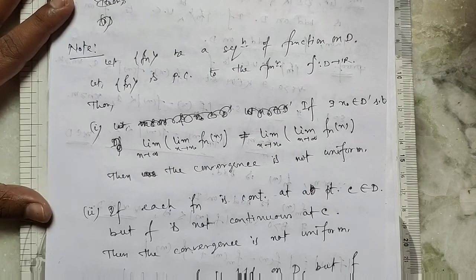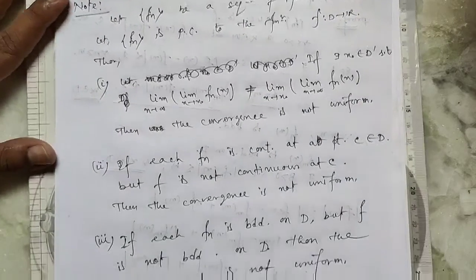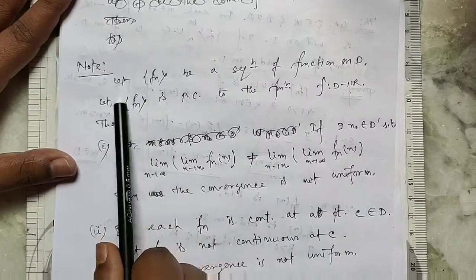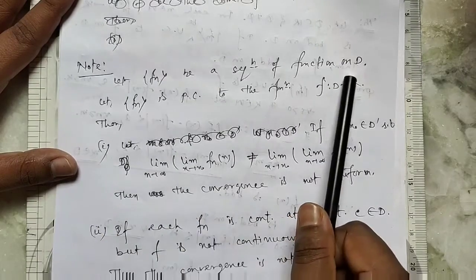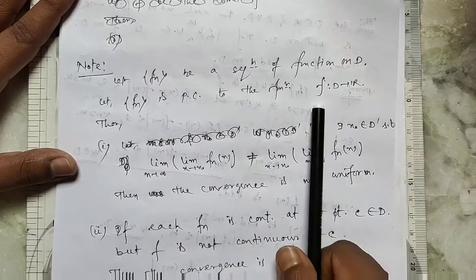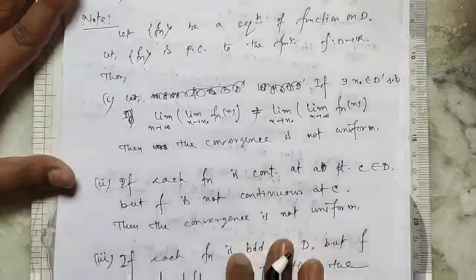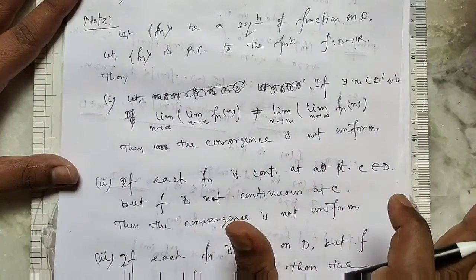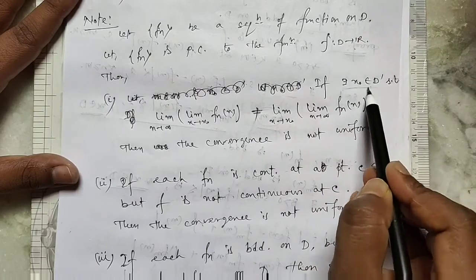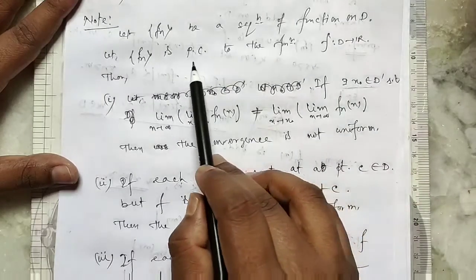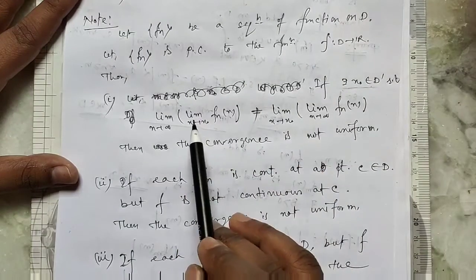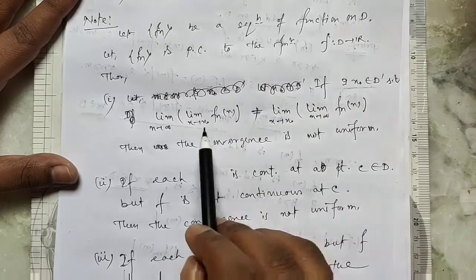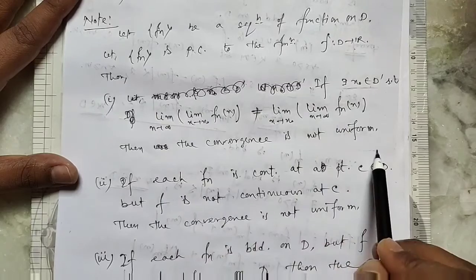So what is the concept? If fn is a sequence of functions on D and it pointwise converges to a function f, if these limits are not equal, then the convergence is not uniform. If this is uniformly convergent, then for every x0 this equals this. So if there is at least one x0 such that this is not equal to this, the convergence is not uniform.